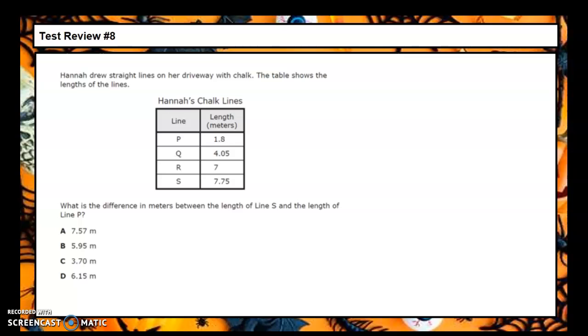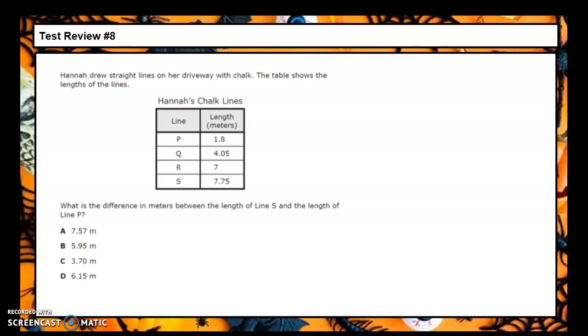Hannah drew straight lines on her driveway with chalk. The table shows the lengths of the lines. What is the difference in meters between the length of line S and the length of line P?